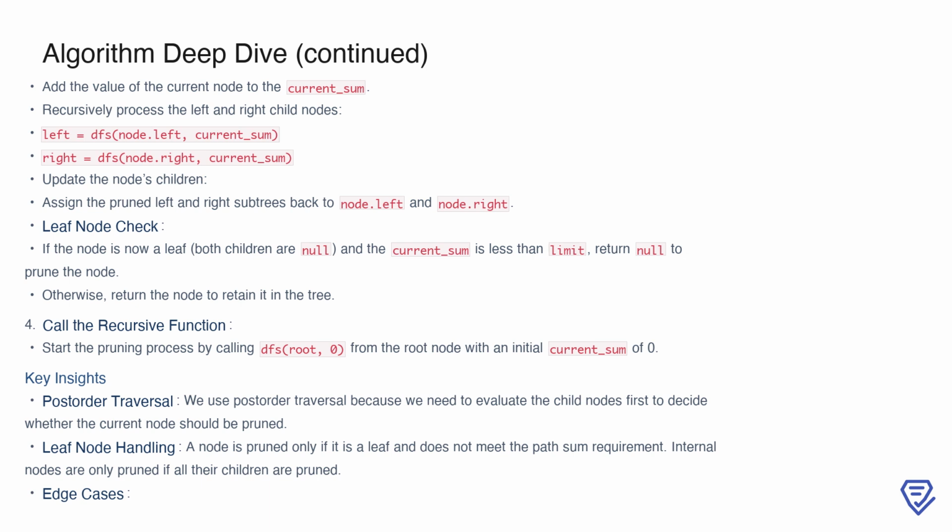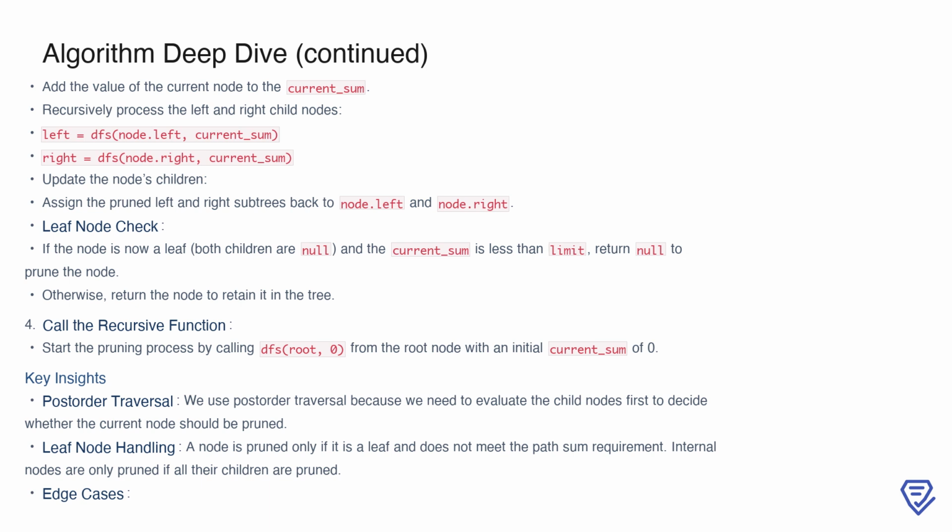We achieve this by calling the DFS function on node.left and node.right, passing along the updated path sum. These recursive calls return the pruned versions of the left and right subtrees, which we then assign back to node.left and node.right, ensuring the tree structure is updated in place. Now we need to handle leaf nodes specifically.